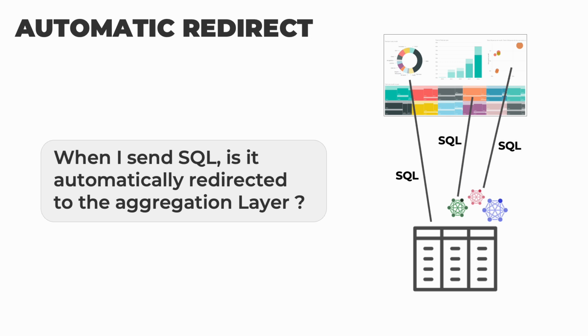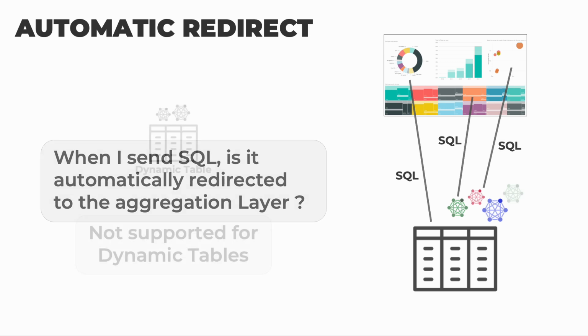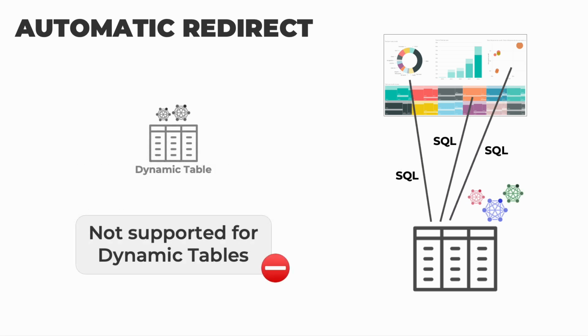In concrete terms, what is automatic redirection? When I send an SQL query to my table, does this query necessarily descend into the table's fine-grained data, or is it automatically redirected by Snowflake to the best aggregation structure? For dynamic tables, this feature is not supported. If you want to use a DT, you need to explicitly target this DT in your SQL query.